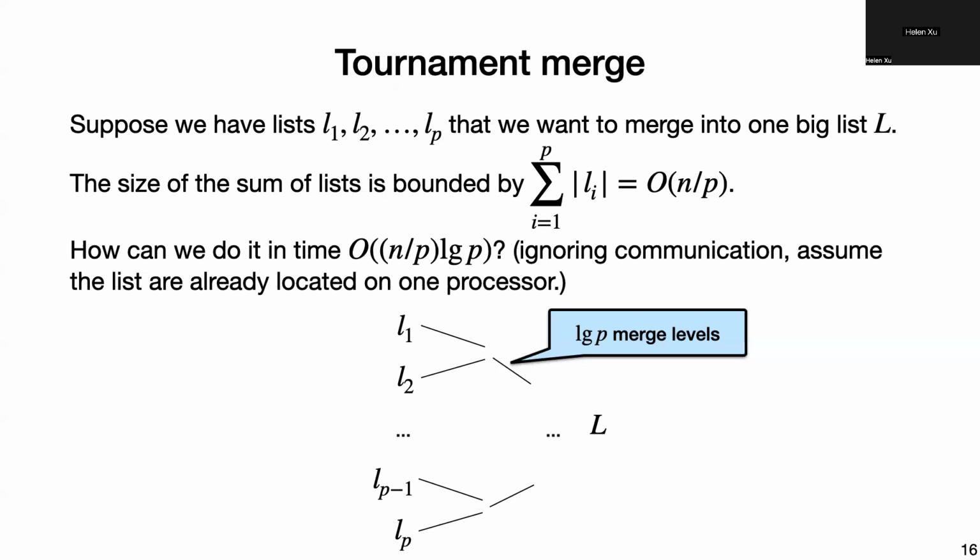One thing that you could do, which would be inefficient, is merge L1 and L2, and then say, okay, I have this output, now I'm going to merge in L3, then merge in L4, and so on. So that would be serialized.